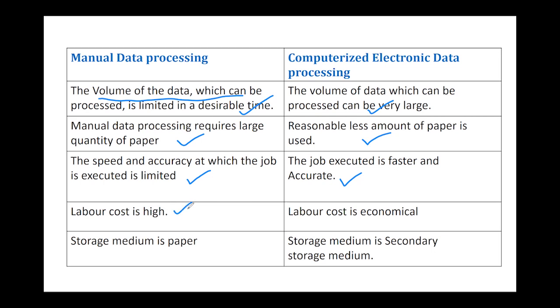Labor cost is high because we need more people here. Labor cost is economical here, as we do need people but fewer. The storage medium is paper here. The storage medium here is secondary storage, which is nothing but our hard disk, hard drive, CD, all those things. We will not be storing it on paper at all. So these are the main differences, students. You should know about manual data processing and computerized electronic data processing.